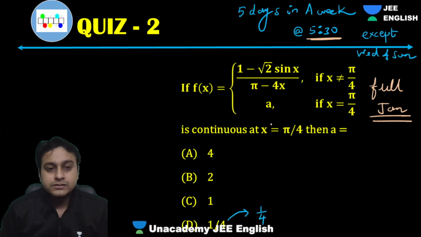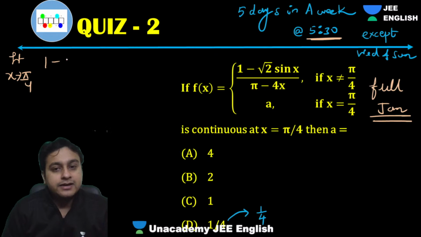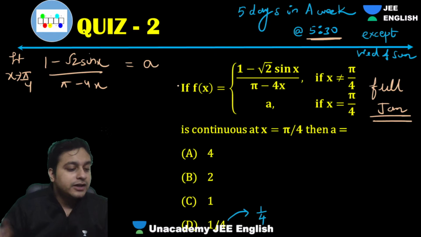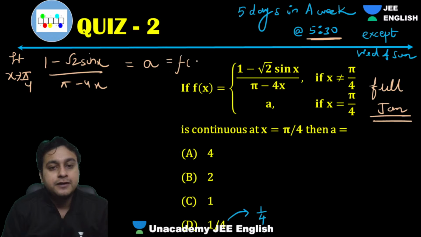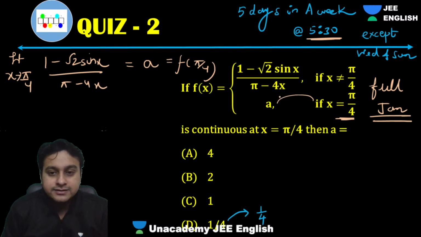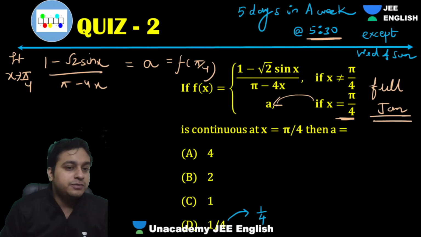Okay, so guys, this is the same as the last one. We have to calculate the limit as x tends to pi by 4 of (1 minus root 2 sin x) divided by (pi minus 4x). This is nothing but going to be my a, because the limit will be equal to f of pi by 4. At x equals pi by 4, we have the function value as a. So for the limit to exist, our functional value should be equal to a.